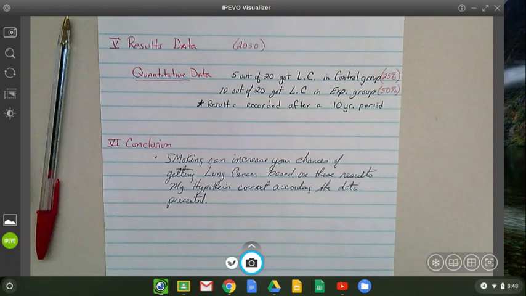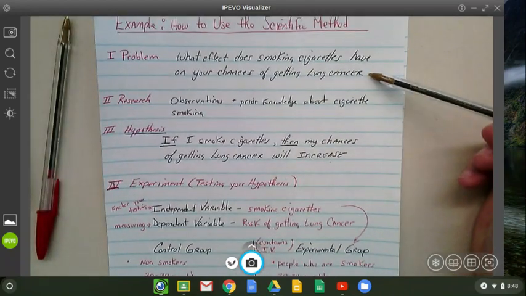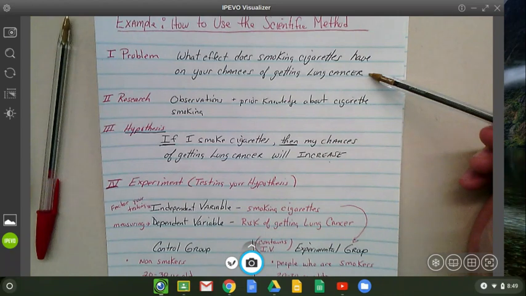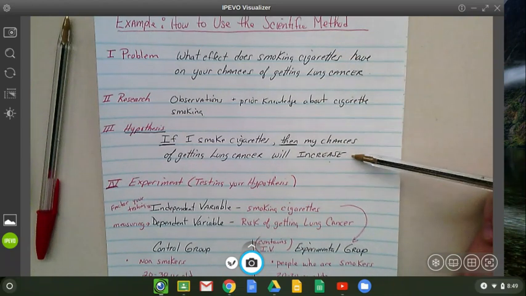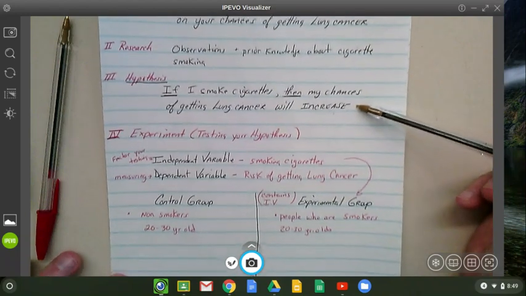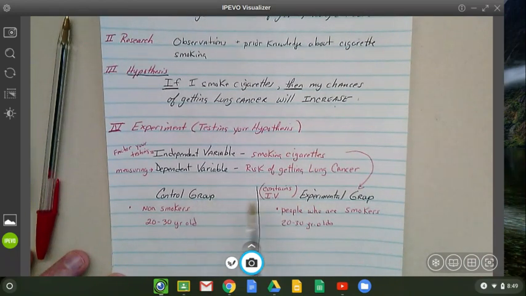So this is how we use the scientific method to solve any particular problem. So just to kind of recap real quick, we had the problem. What effects does smoking cigarettes have on your chances of getting lung cancer? Some of our observations that we made, or some of the research that we did, was making observations and understanding some prior knowledge about cigarette smoking. We formed our hypothesis. If I smoke cigarettes, then my chances of getting lung cancer will increase. Then we tested our hypothesis. We set them up into two groups, non-smokers and smokers.